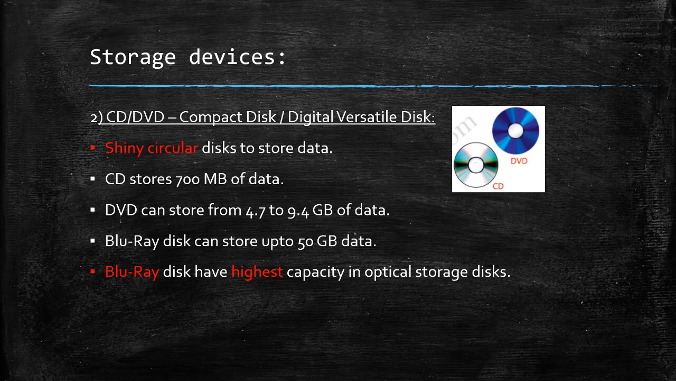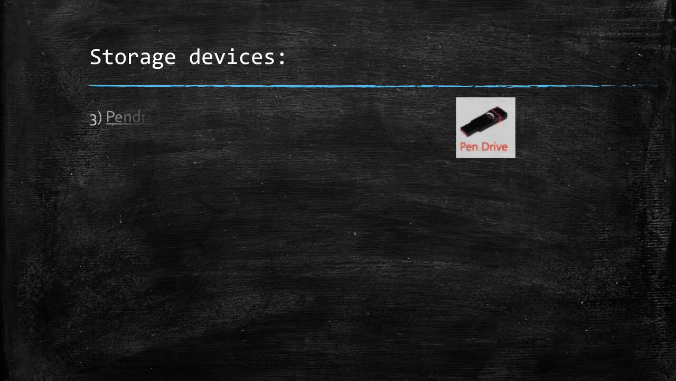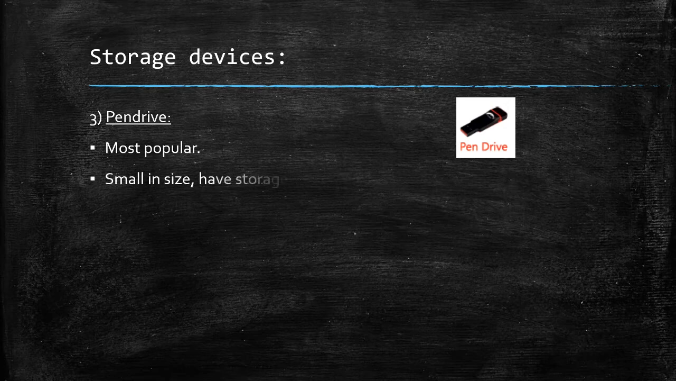Now the third is pen drives. We all are familiar with pen drives. This is the most popular of the storage devices. This is small in size and has a storage capacity of up to 2 terabytes. This tiny thing can store up to 2 TB of data, and this is also used to transfer data from one computer to another.